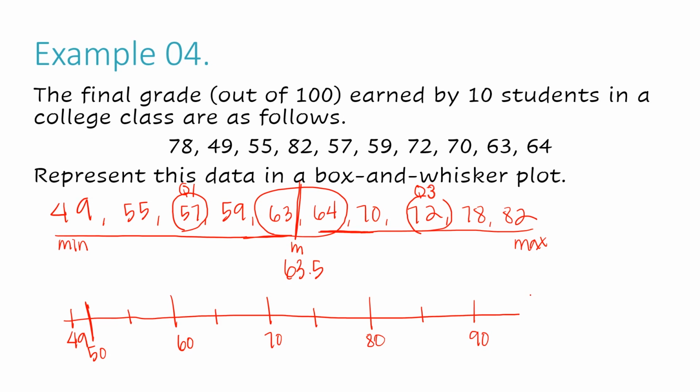So now I'm going to draw my box for my Box-and-Whisker plot, and I have 57. So my 57 is going to be around here. And I have 72. My 72 is around here. Now I'm going to draw my median. My median is 63.5. 63.5 would be around here.